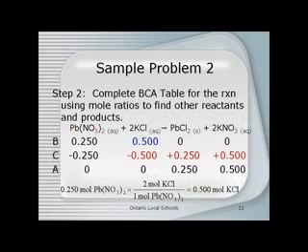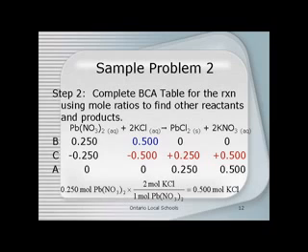Once I have the moles of lead-2 nitrate, I can complete the BCA table for the reaction using the mole ratios. And so I'm going to take my 0.250 moles of lead-2 nitrate. I always go left to right, so I'm going to multiply it by the mole ratio of 2 moles of KCl over every 1 mole of lead-2 nitrate right from the balanced equation. And when I do that, I get 0.500 moles of KCl. What that tells me is that I need exactly 0.5 moles of KCl to completely react the lead-2 nitrate.